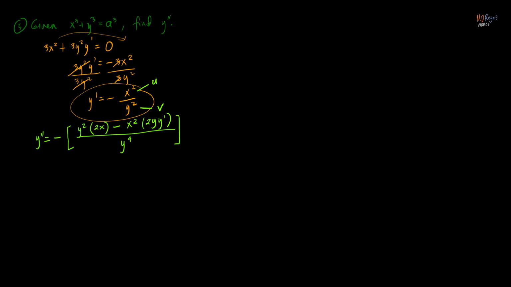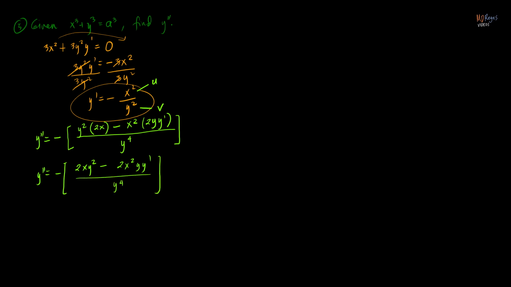Now let's simplify our answer, and remember that y prime is equal to negative x squared over y squared. So instead of writing y prime, we'll write negative x squared over y squared for it. Remember, the derivative must always just contain the independent and dependent variables x and y. So it must not contain y prime. In this case, y double prime equals negative of 2xy squared, I just rearranged the factors, minus 2x squared y prime over y to the fourth.